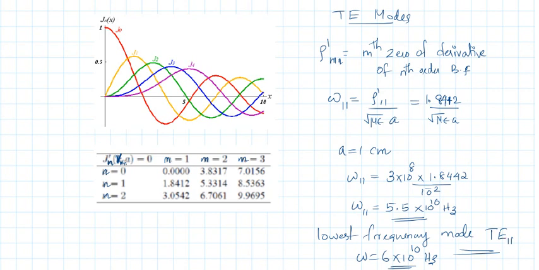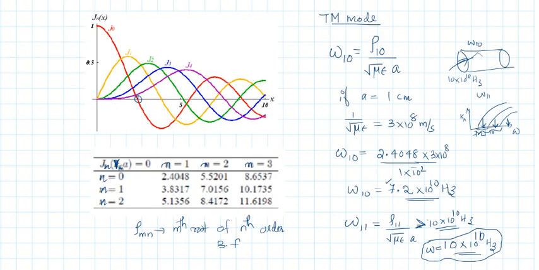If you take a driving frequency 6 into 10 raised to 10 hertz, only this mode will propagate. If you take a driving frequency 8 into 10 raised to 10 hertz, then TE11 and TM10 will propagate, because 8 is in between 5.5 and 7.2. So that is the idea of cutoff frequency.